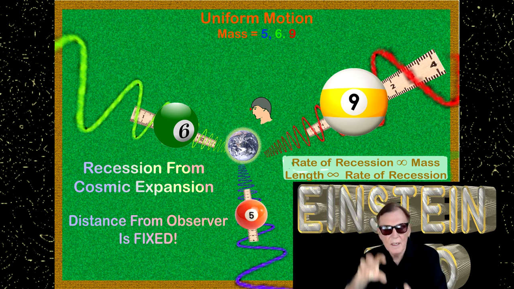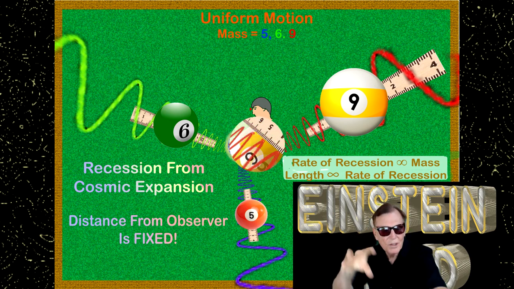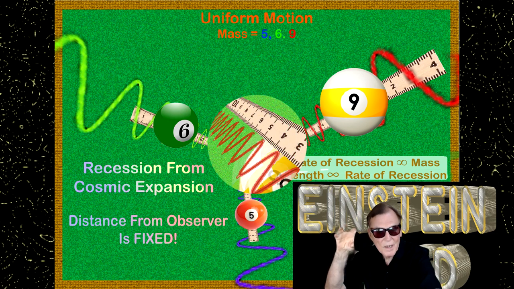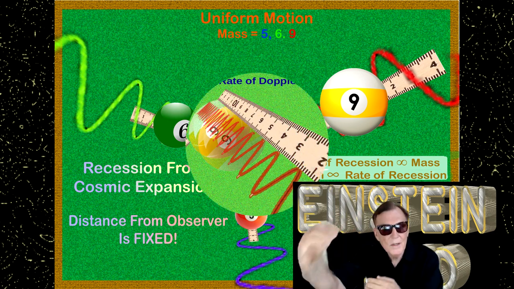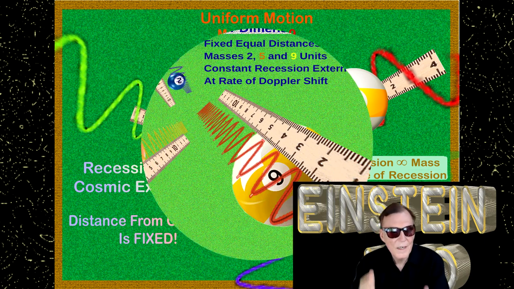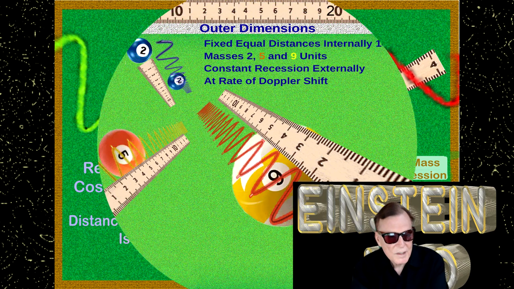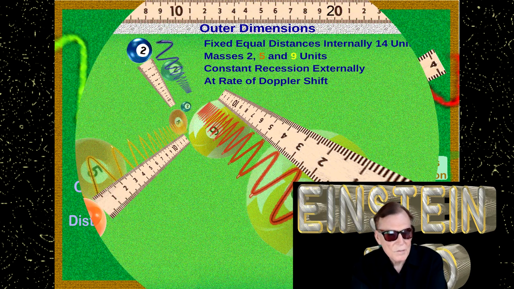But in each and every case, that expansion matches the expansion of space, because that's what the light is telling you, that space is expanding. The redshift is telling you that space is expanding away from itself, but internally it looks fixed. Okay, you're just going to have to accept it because that's what the data says.